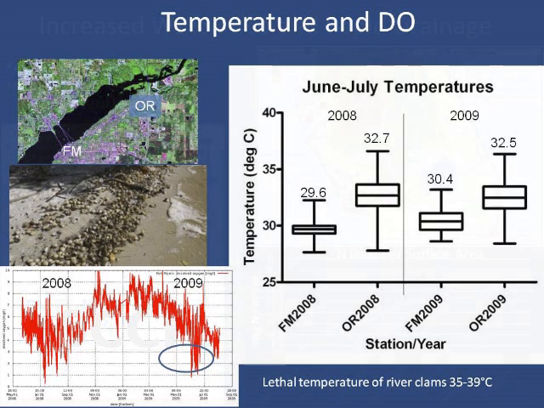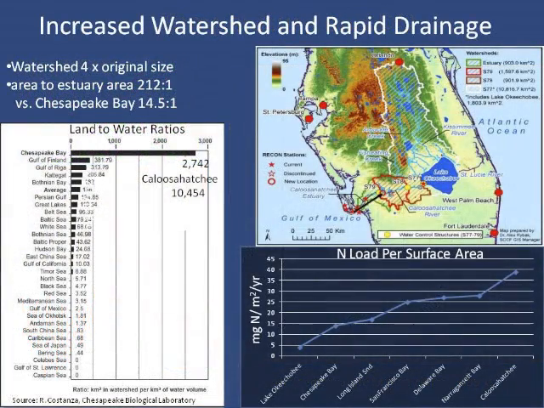In the Caloosahatchee, we have a large watershed. This is shown by the area outlined in white north of Lake Okeechobee. That's our standard watershed. The outline at the bottom in red is our previous watershed, and the green outline west of that. So this expanded watershed is 4 times the original watershed size.